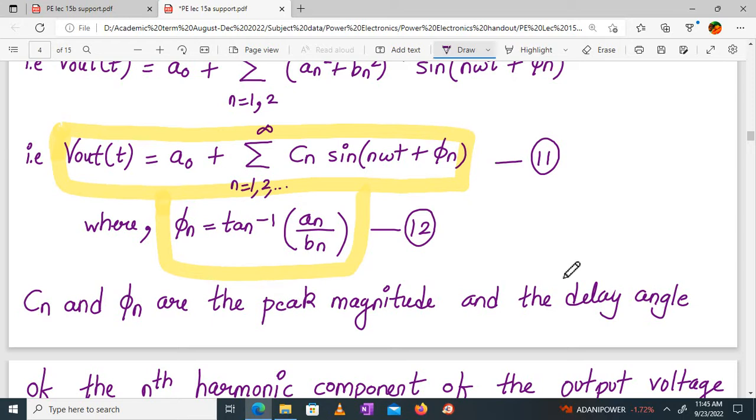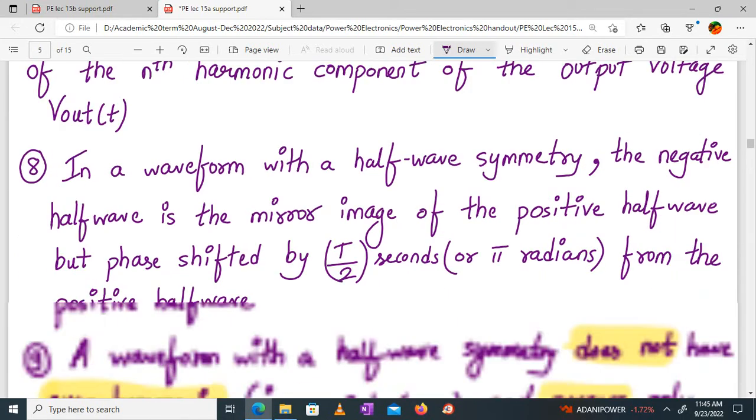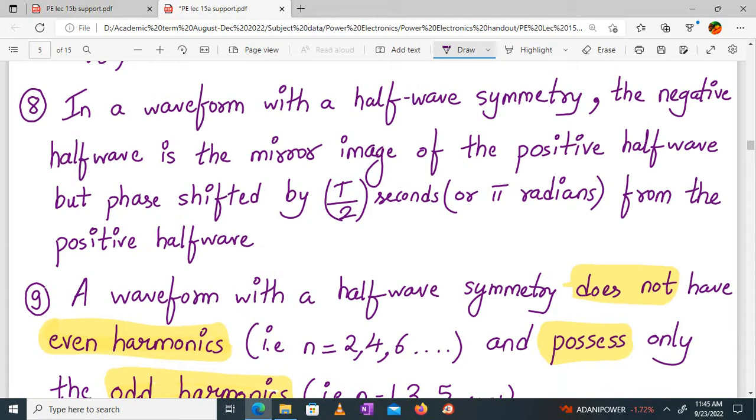All these things I have discussed before, but I am repeating it again. Where Cn and phi n are the peak magnitude and the delay angle of the nth harmonic component. N stands for nth harmonic component of the output voltage. Now, one more concept is there.